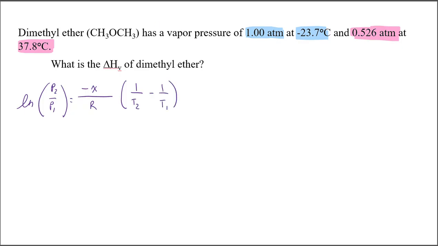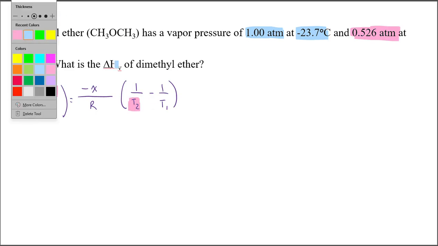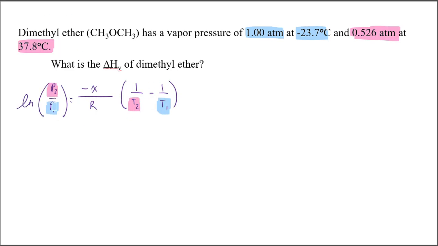So, again, most important thing, it doesn't matter what's on top and what's on the bottom. We can have P2 be the pink one and we can have P1 be the blue one. It doesn't matter as long as they go in pairs. Whatever is on top in the fraction around the natural logarithm must be the first term in that subtraction. So let's say that P2 therefore is pink. So P2 is 0.526 atmospheres, and that's the vapor pressure at 37.8 degrees Celsius.